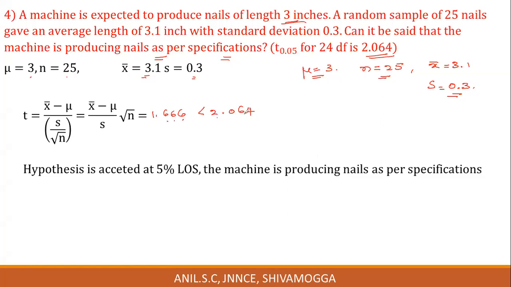1.666 is less than the table value. Therefore, the hypothesis is accepted at 5% level of significance, and the machine is producing nails as per specifications. This hypothesis is accepted.